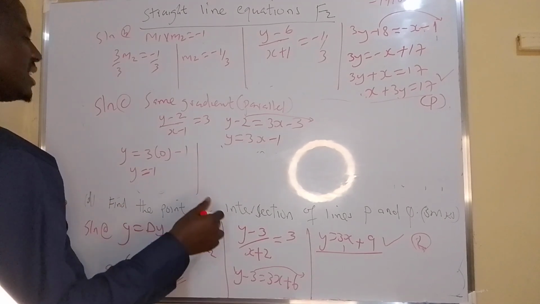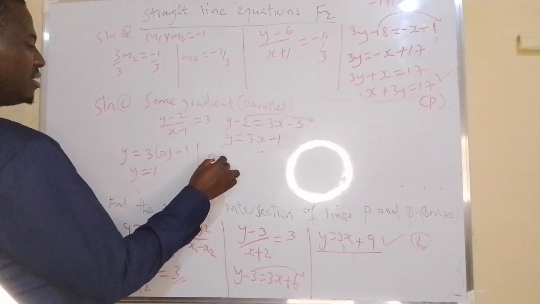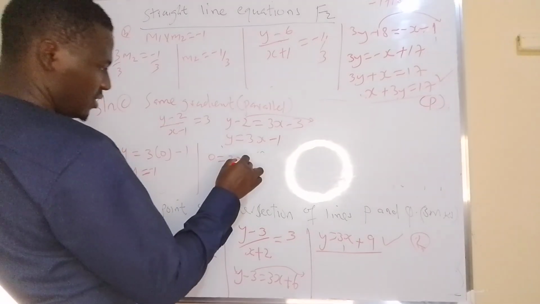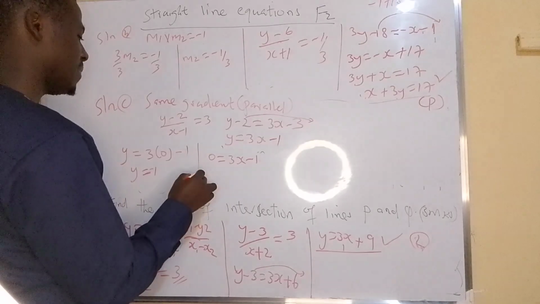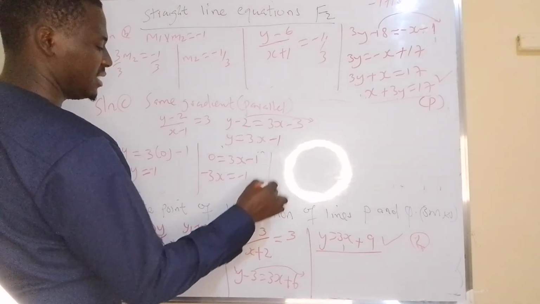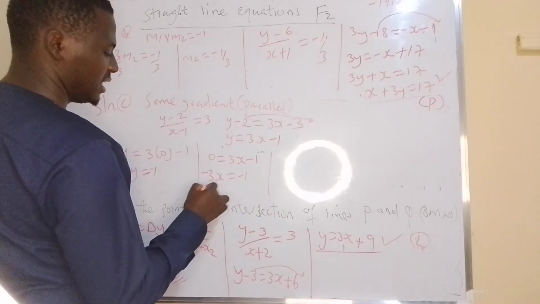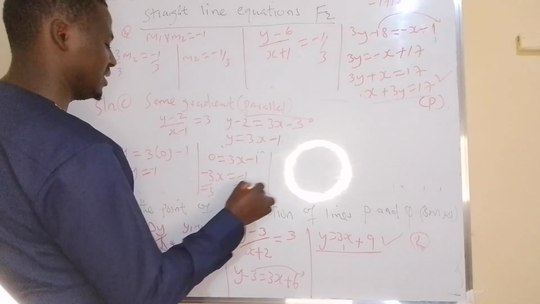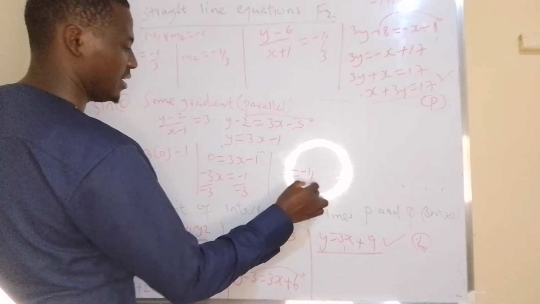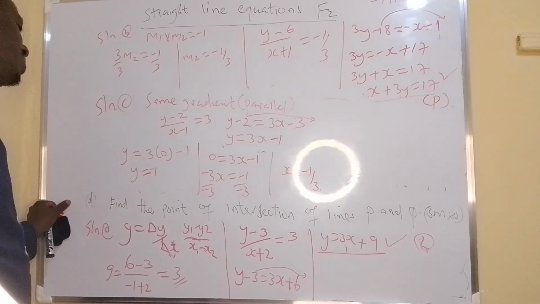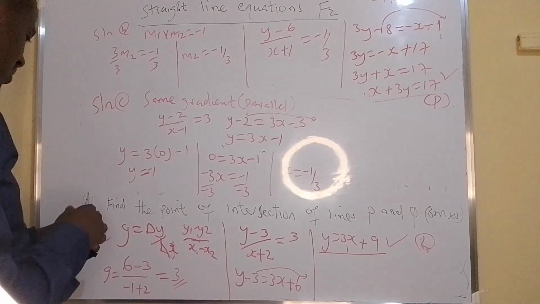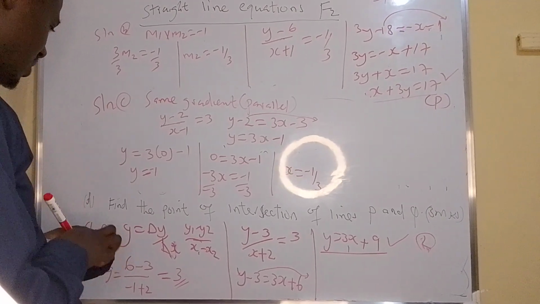And the x-intercept is when y is 0. So 0 equals 3x minus 1, which means negative 3x is equal to negative 1. So we divide by negative 3 on both sides. Now x will be negative 1 over 3. So the x-intercept is negative 1 over 3, and the y-intercept is negative 1. Let's move on to the last question.